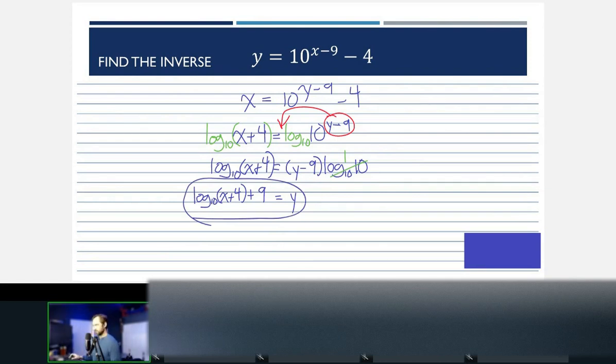I also wanted to show something else. So when you have the square root. Do those mean the same thing?